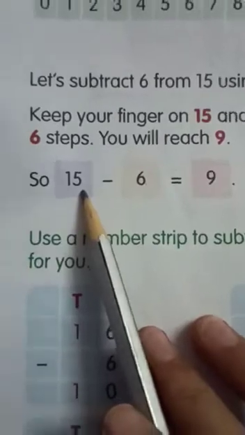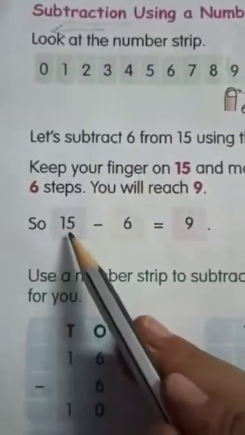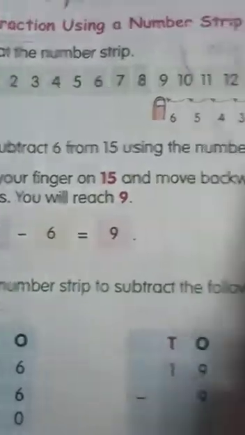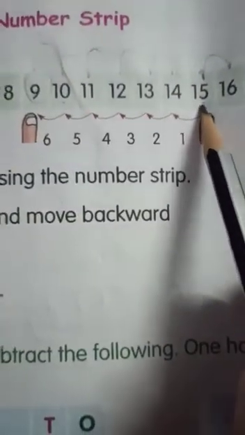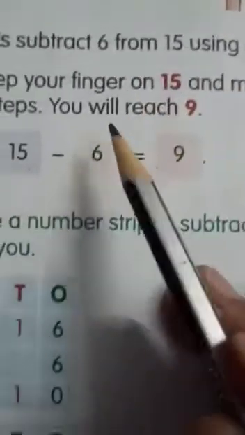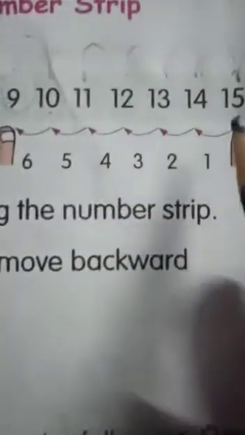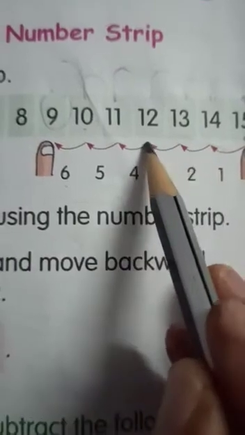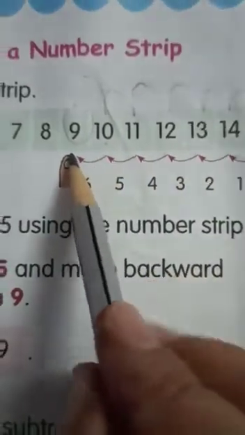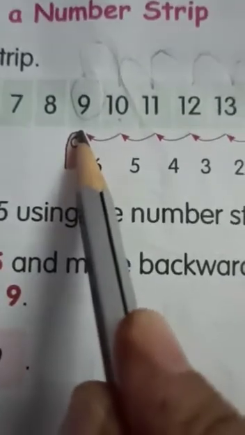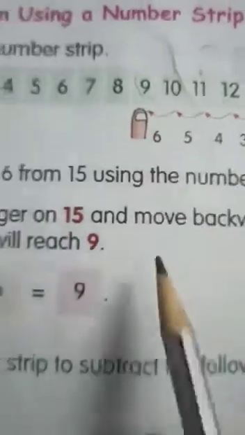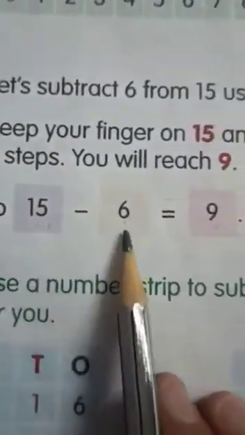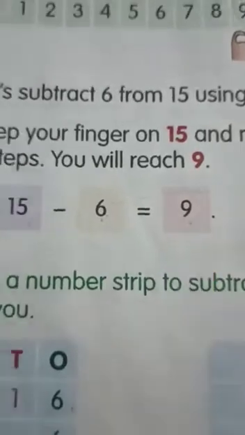6 from 15. So what we have here? 15. So put mark on 15. And next, how many you have to subtract from 15? 6. Now you have to take 6 backward moves. 1, 2, 3, 4, 5, 6. So after taking 6 backward moves, we are reaching at number 9. So this is our answer. 15 minus 6 is equals to 9.